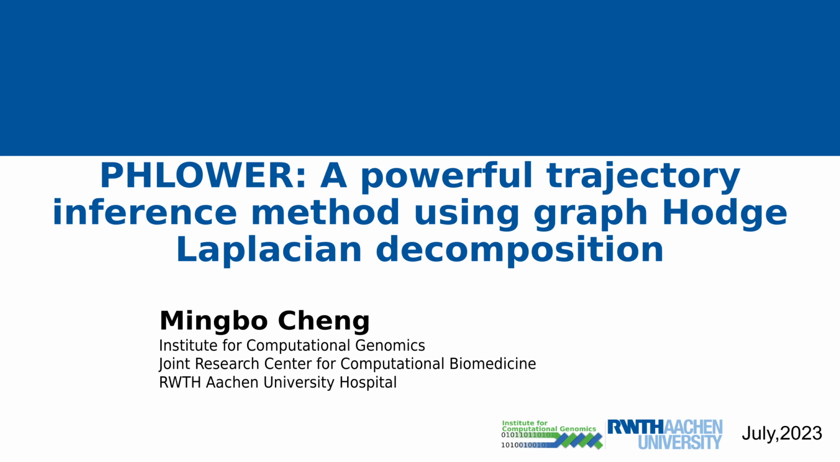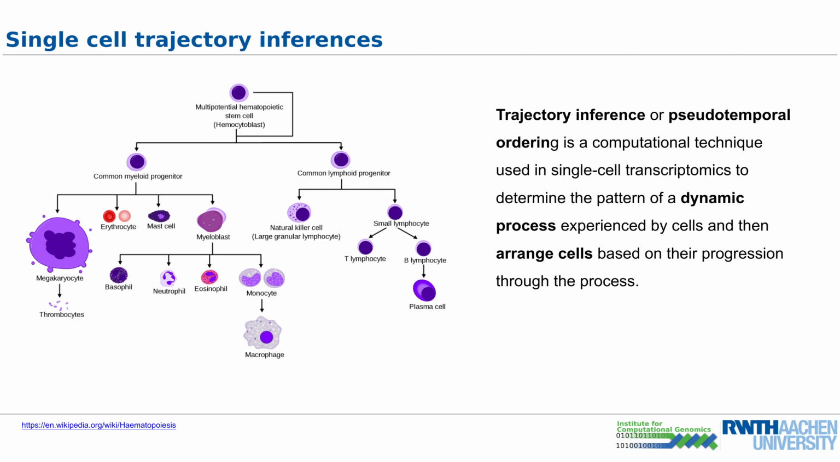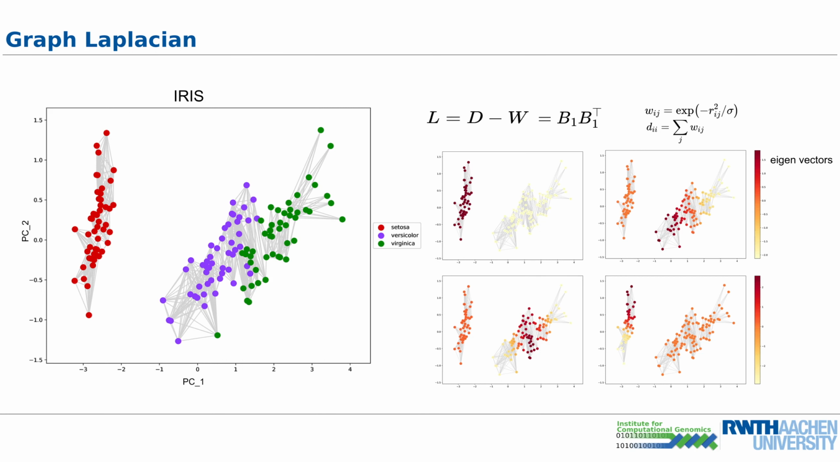Today I bring you PHLOWER, a powerful trajectory inference method using graph Hodge Laplacian decomposition. Nowadays, many methods have been proposed to account for trajectory inference. However, for complicated data sets, many methods failed to capture the dynamic process accurately. On top of that, almost all the methods only consider the signal on the vertices of a graph.